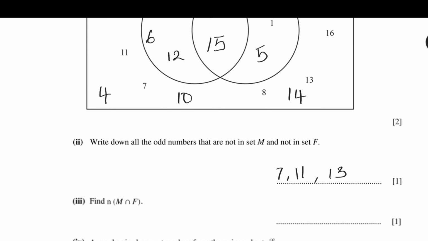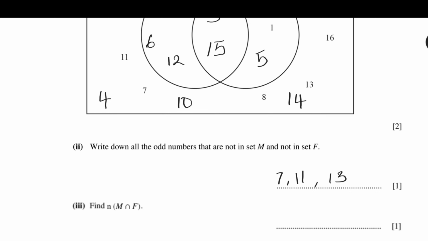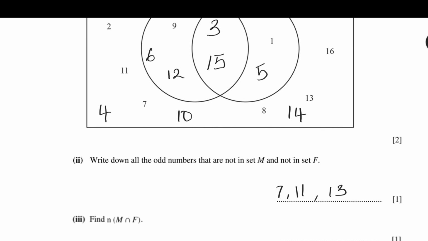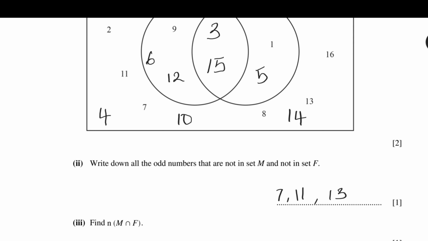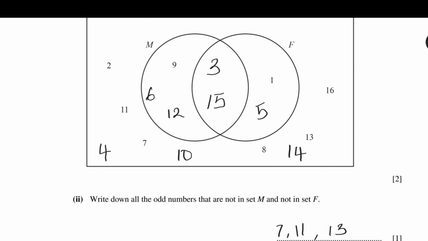Okay, find the number of elements in M intersection F. That's how to read that statement. This is talking about the cardinality, the number of elements in set M intersection F. Okay, now this is the region representing M intersection F. This region here, this overlap region here. So since this is the region representing M intersection F, you need to count the number of elements there.